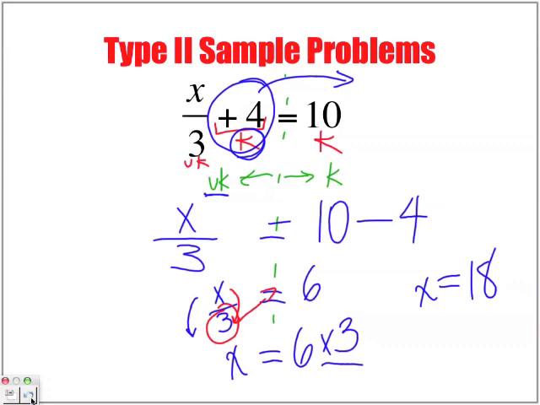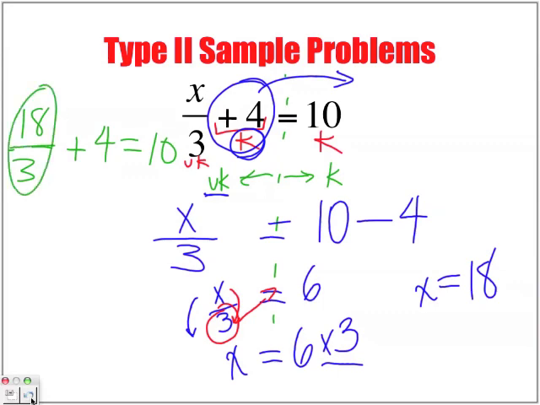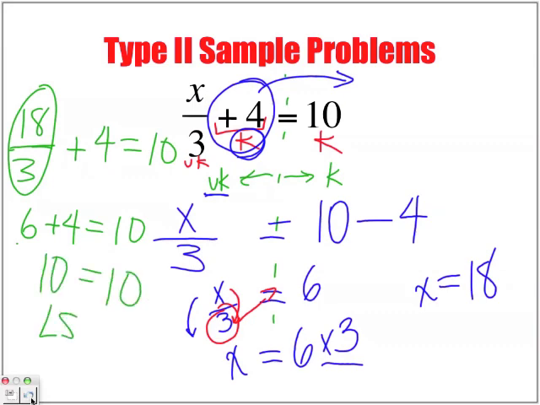Now we can go in and do a check. Instead of x over 3 plus 4 equals 10, what did we say that x was equal to? We said that x was equal to 18. According to BEDMAS rules, we're going to do division first. So 18 divided by 3 is 6, plus 4 equals 10. 6 plus 4 equals 10. 10 is equal to 10. So the left side is equal to the right side. So we know for a fact that x is equal to 18.